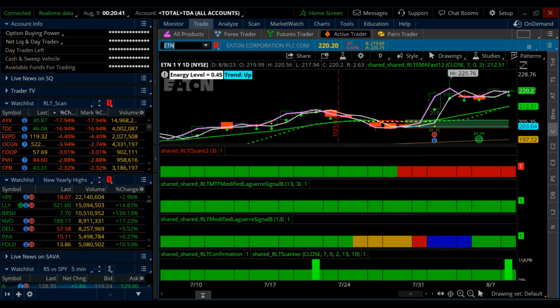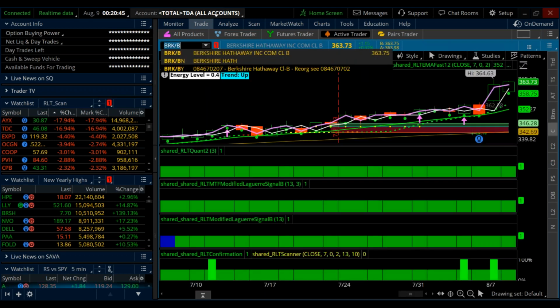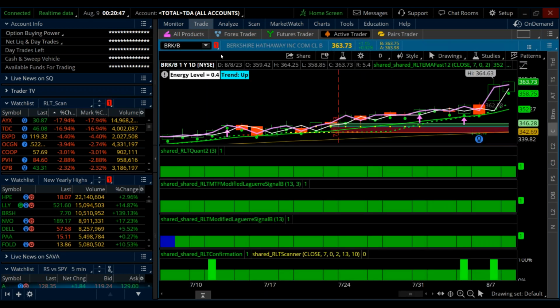BRKB. This is Berkshire Hathaway, and this is a very nice setup on Berkshire Hathaway. You can see how green everything is. Like the institutions are in here buying. You see this move up right here. This was an earnings candle right here. It moved up, and then today it's also very strong. So this looks pretty good. Everything shows us the institutions are in there buying.